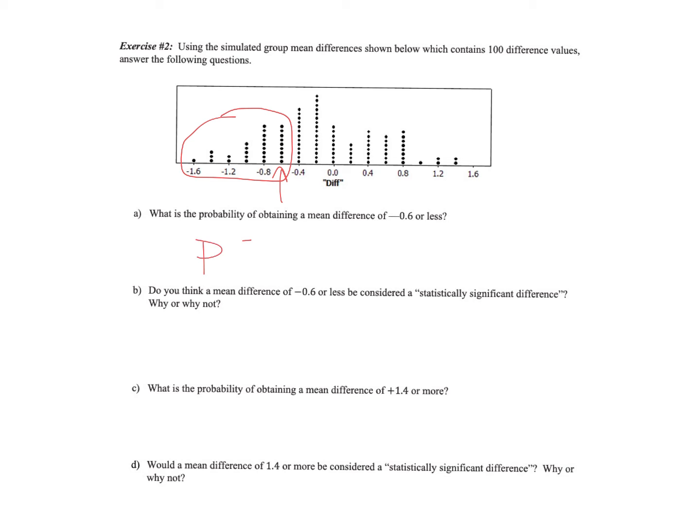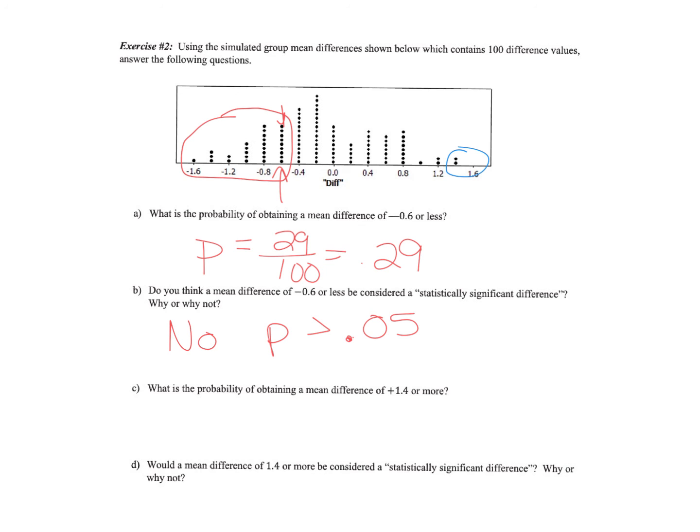So the P is, and actually, there's 9 in this row. This is the same graph as the last page. We had 20, so this is 29 out of 100. So P equals 0.29. Do you think a mean difference of negative 0.6 or less would be considered a statistically significant difference? No. And we can simply say P is greater than 0.05, right? That's our cutoff.